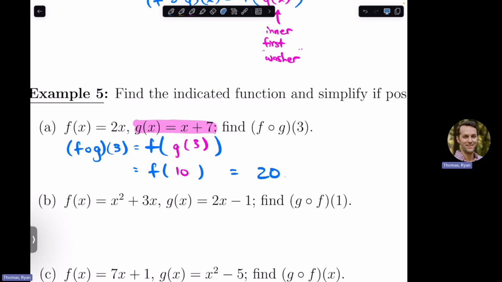I'm sorry, can you explain why we do g first? Yeah, that's just how we set the notation. It's a convention of how the notation works. f of g means do g first. So you start farthest in, and then work your way out.